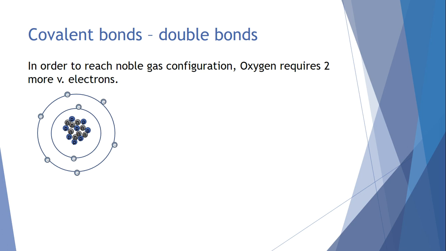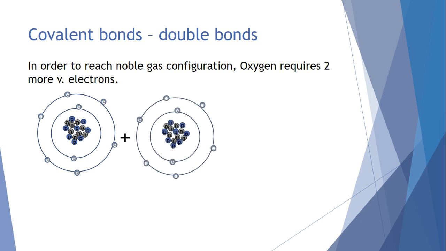Another type of covalent bond that you're supposed to know about is the double bond. We're going to introduce that by looking at oxygen. In order for oxygen to reach a noble gas configuration, it requires 2 more valence electrons. Why? Well, let's count the valence electrons. 1, 2, 3, 4, 5, 6. So we have 6 valence electrons here, and we need 8 in order to reach a noble gas configuration, because this is a non-metal and it's going to take up more electrons.